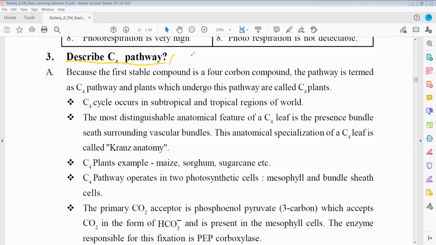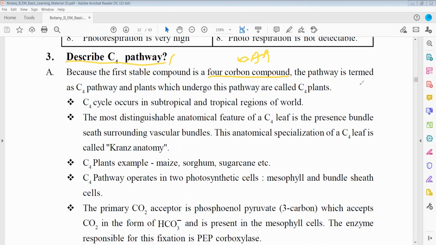C4 cycle or Hatch-Slack pathway. Because the first stable compound is a 4 carbon compound, that is oxaloacetic acid. The 4 carbon compound is oxaloacetic acid, which is formed in these plants.